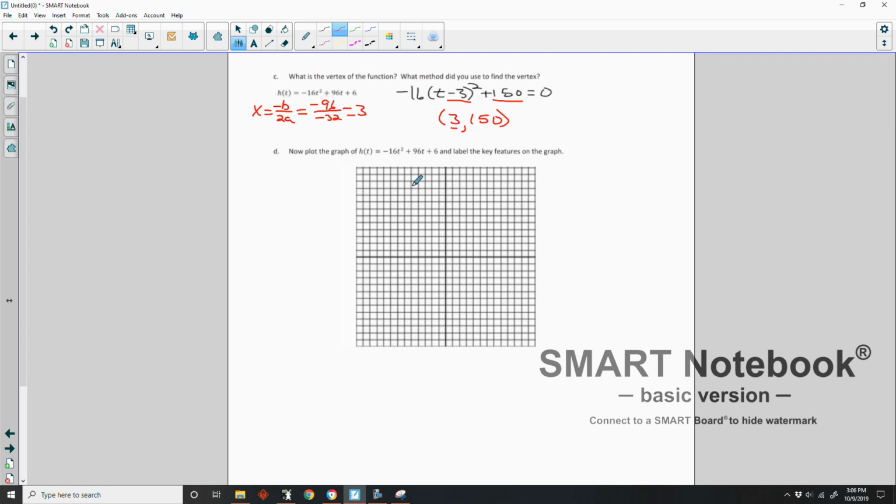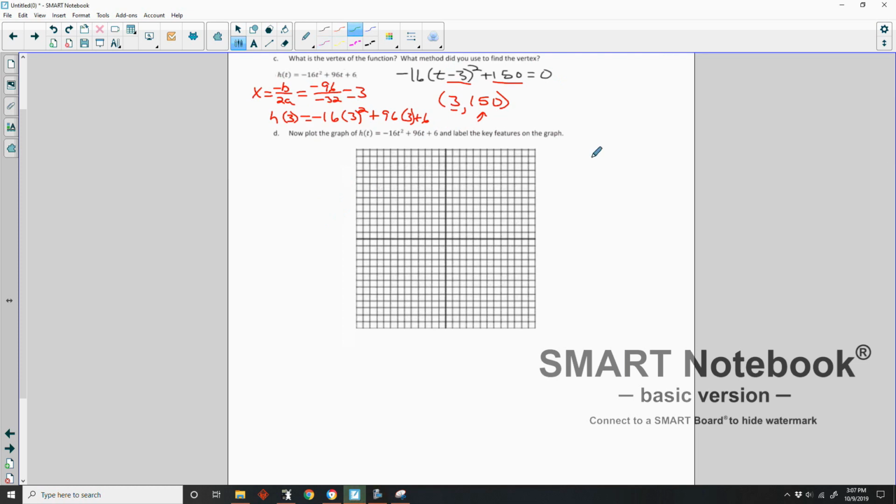So there's my 3. Then what I would have to do is find h of 3. I'm not going to go through all of that, but h of 3 equals negative 16 times 3 squared plus 96 times 3 plus 6. And when you do that, you would get 150. So there's a little bit more work required here. If you've already got it in vertex form, it's staring you right in the face.